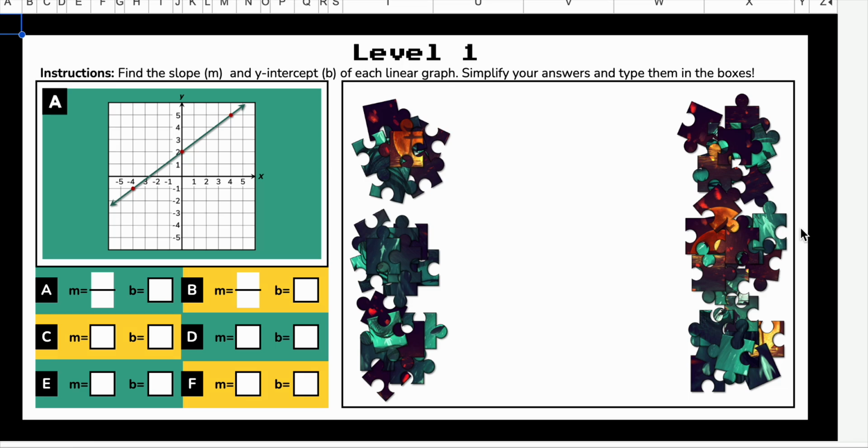Okay, so you're right. So for the M, that means slope. And to find slope, I'm just going to count from one point to the next, any 2 points. So I'm going to count rise first, how much it rises. So 1, 2, 3. It went up by 3, so I'm going to type 3.